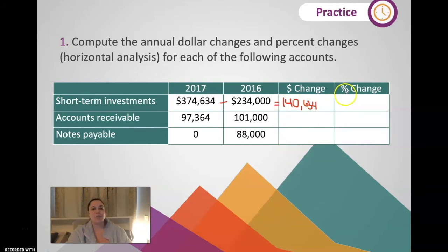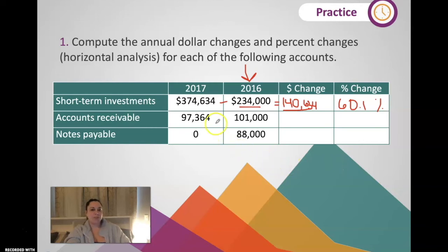All right, so now you want to turn this into a percent. You take the answer we just got, the 140,634, and you divide by the oldest year. We're going to be using 2016. So 140,634 divided by 234,000. I got 0.601. Remember, multiply that by 100 because you want to turn it into a percent, or just move the decimal place over 2 places, whatever you're comfortable with. So we got 60.1%. You should all get the same thing.